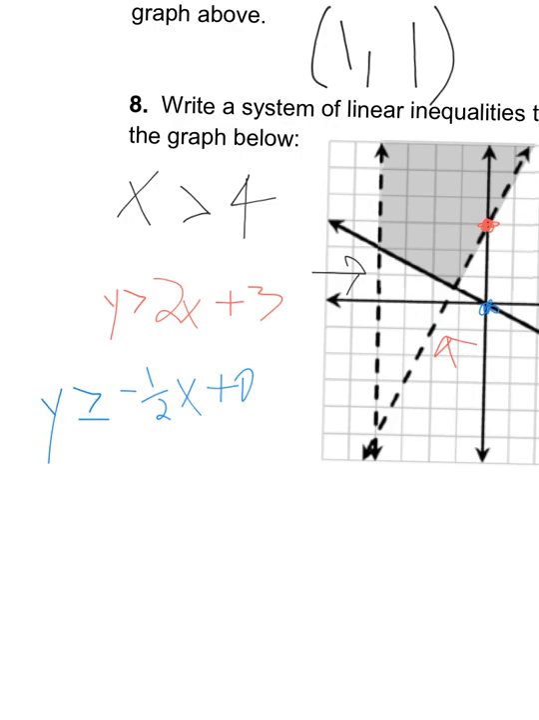And I'm just going to erase the plus 0 because if it starts at 0, you don't normally write the plus 0. So yeah, those are my 3 inequalities to match the graph. Look for the slope, y-intercept, and the shading.